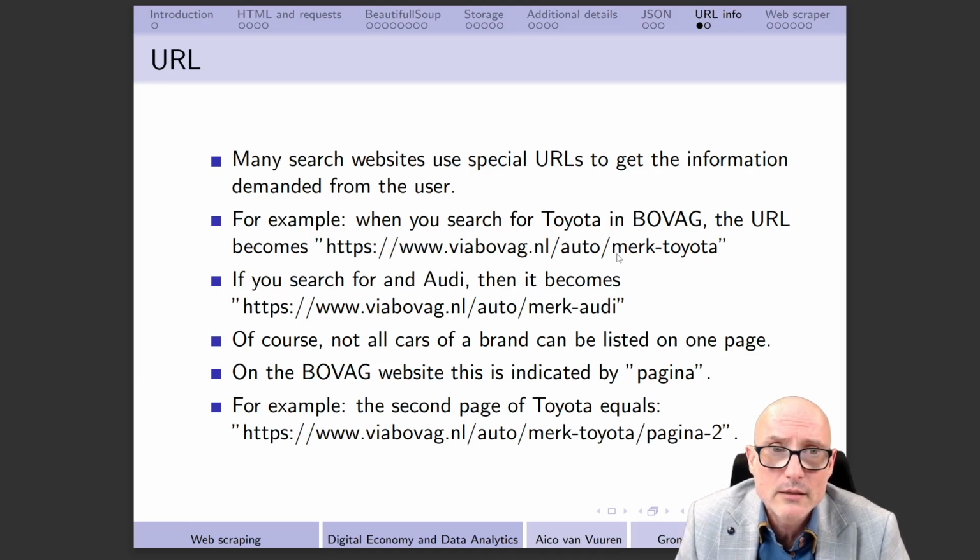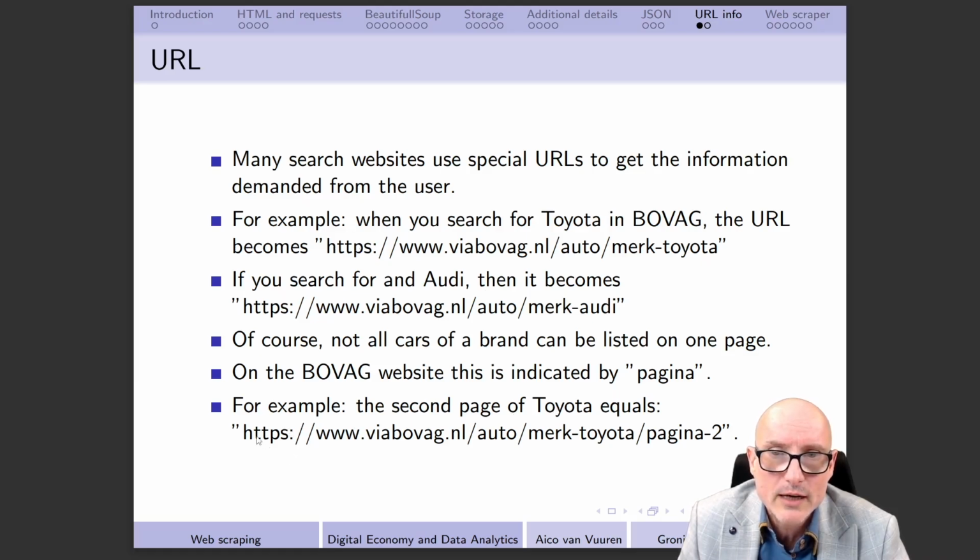The question of course arises, how can we actually get those pages instead of just the first page, which only lists, say, the first 25 cars of the brand Toyota? Well, in the case of the BOVAG website, this is indicated by what we call pagina, which is Dutch for page. That implies that if we would like to have the second page of Toyota, then we have to do exactly the same thing as what we have done over here.